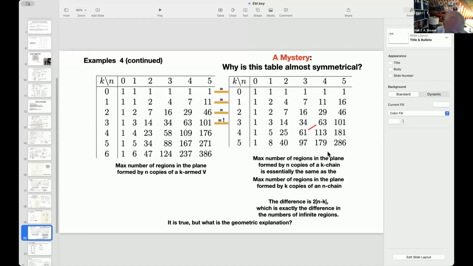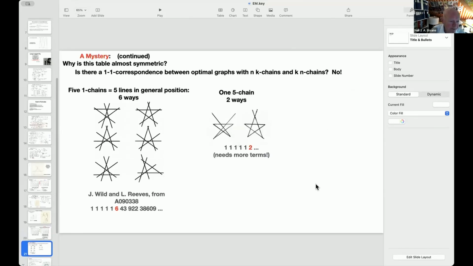Why is that true? It's true, and I can prove it, but what's the geometry that causes it? One possible explanation, which doesn't work, is that there's a one-to-one correspondence between optimal graphs with n k-chains and optimal graphs with k n-chains. And that's not true, because I think this is pretty nice.